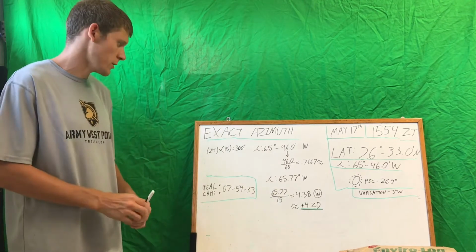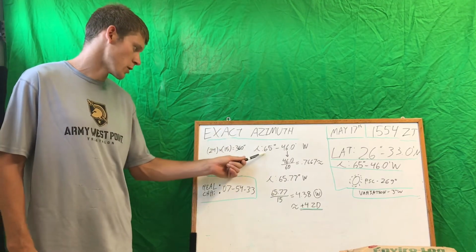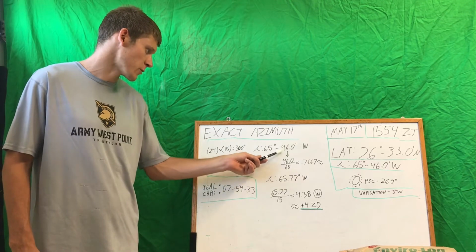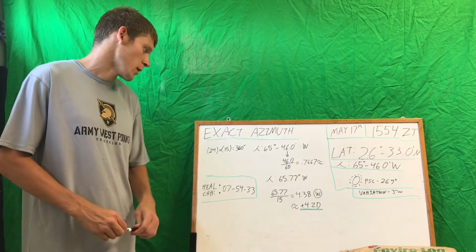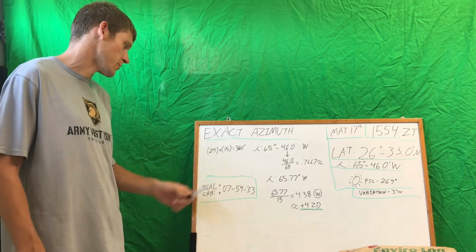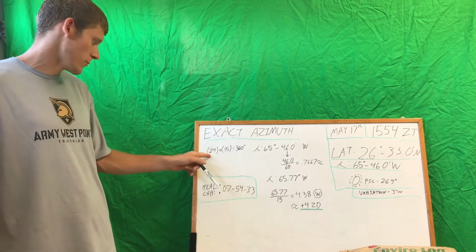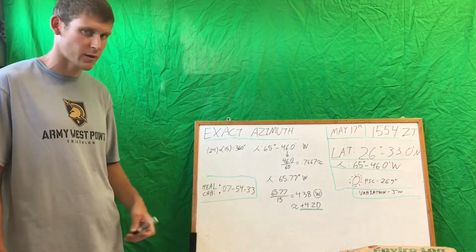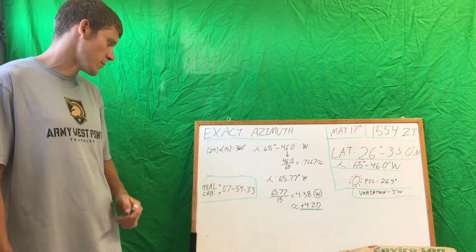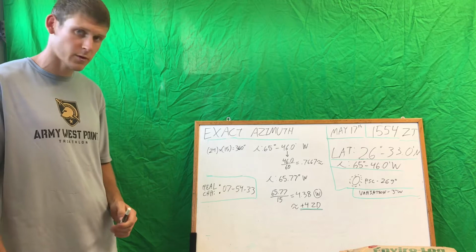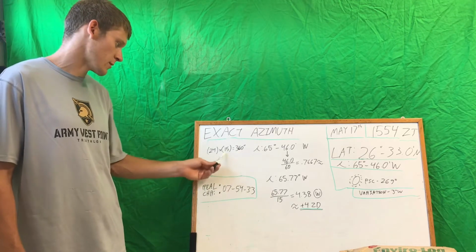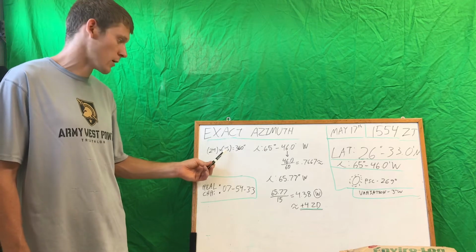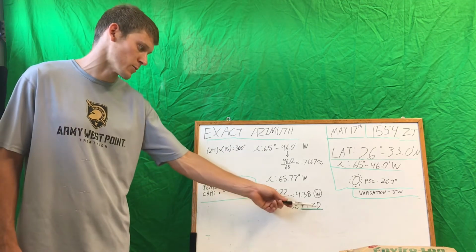Alright, so we need to start with our longitude. Our longitude was 65 degrees, 46 minutes west. And we need to divide it by 15 because 24 hours times 15 degrees equals 360 degrees. The Earth is divided up into 24 time zones. You divide 360 by 24 and get 15. That's where we get the number to find our zone description.